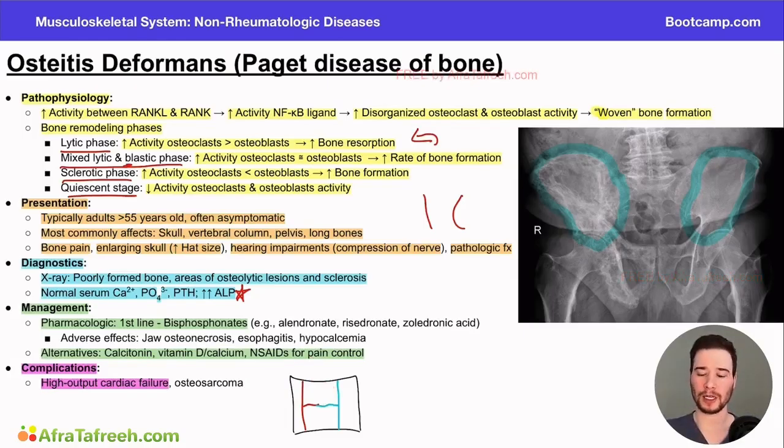And finally, the last association they really like you to know is a relation with osteosarcoma. While this is rare, it is a known association that patients who have a long history of Paget disease of the bone can ultimately develop osteosarcoma in that bone.